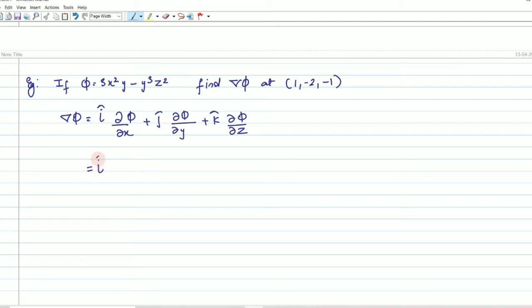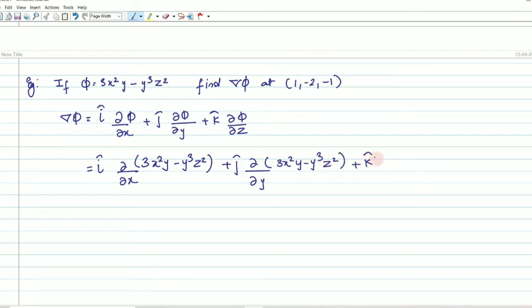So look, i cap dou by dou x of phi. What is phi given in the question? 3x square y minus y cube z square, plus j cap dou by dou y of phi, 3x square y minus y cube z square, plus k cap dou by dou z of phi. Let me put the value of phi, 3x square y minus y cube z square.